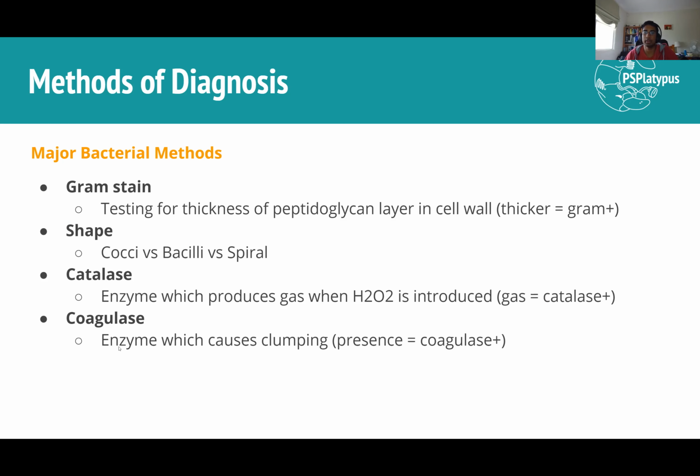Coagulase: we also test for an enzyme which causes clumping, and this is regarded as a positive test if we get coagulase. So we also want to keep in mind which outcome is considered a positive test. With the Gram stain, obviously that's the purple color for the thicker cell wall.